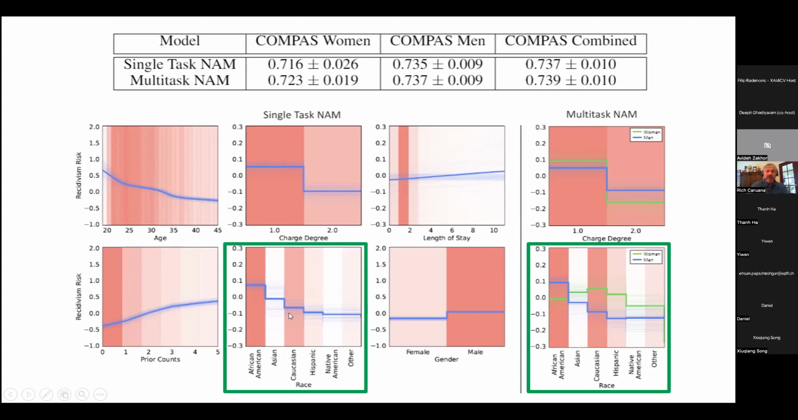At the bottom, we have risk as a function of race, and we have the usual thing that unfortunately we often see, which is that African Americans are predicted as highest risk, whites as less risk, and in this case, Hispanic even lower risk. That's the single task model trained on everyone.